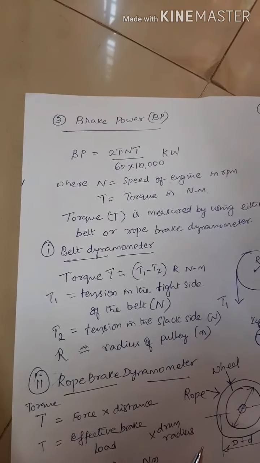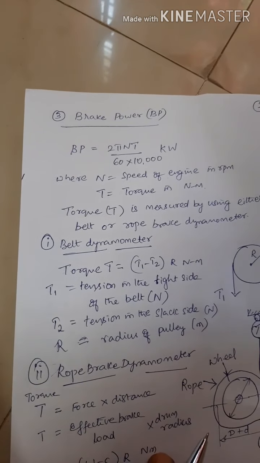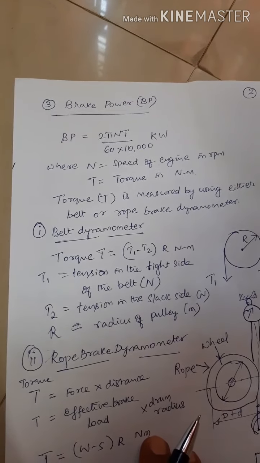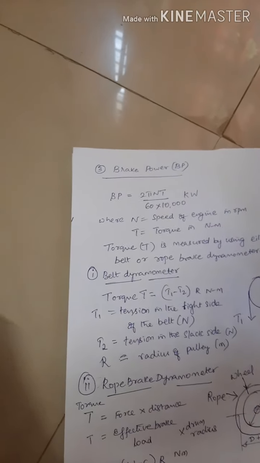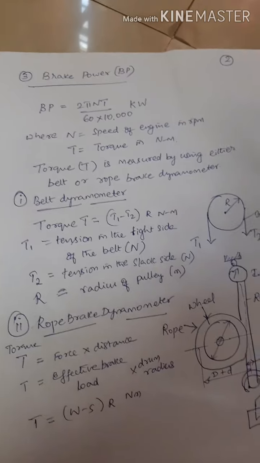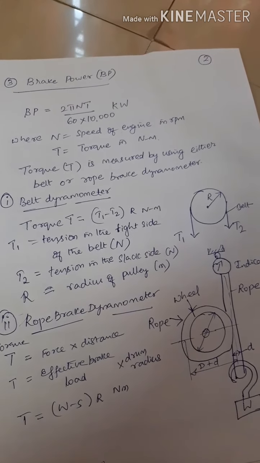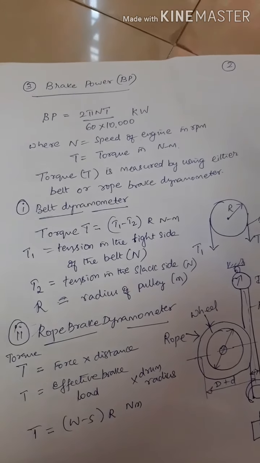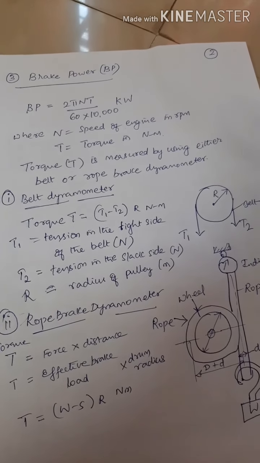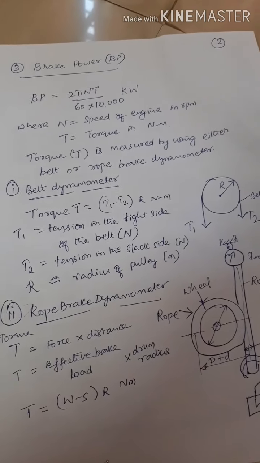Brake power, BP. That means when you apply a brake for a vehicle, that is the power, brake power. How will you define the brake power? The net power available at the crankshaft of the engine for performing useful work is called brake power. It is denoted by BP and is also in kilowatts.